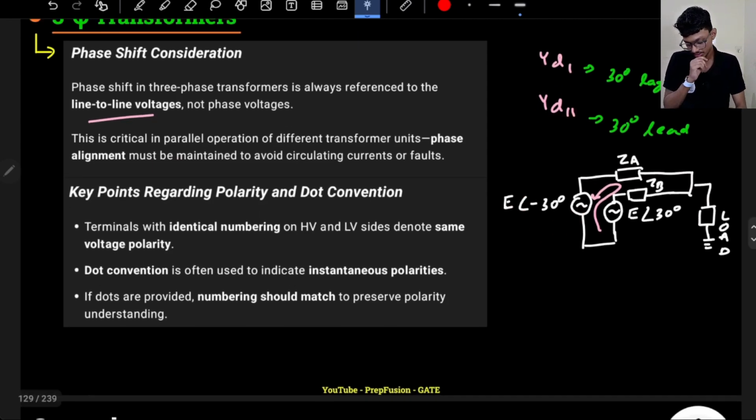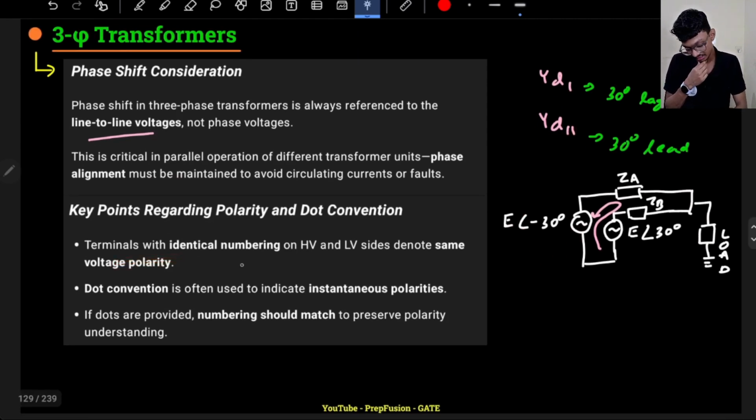Terminals with identical numbering on HV and LV side denote the same voltage polarity. I will discuss this. What do I mean by same voltage polarity? There will not be any phase difference between the coils. Very important. Dot convention is often used to indicate instantaneous polarity, which we have already discussed. If dots are provided, numbering should match to preserve polarity.